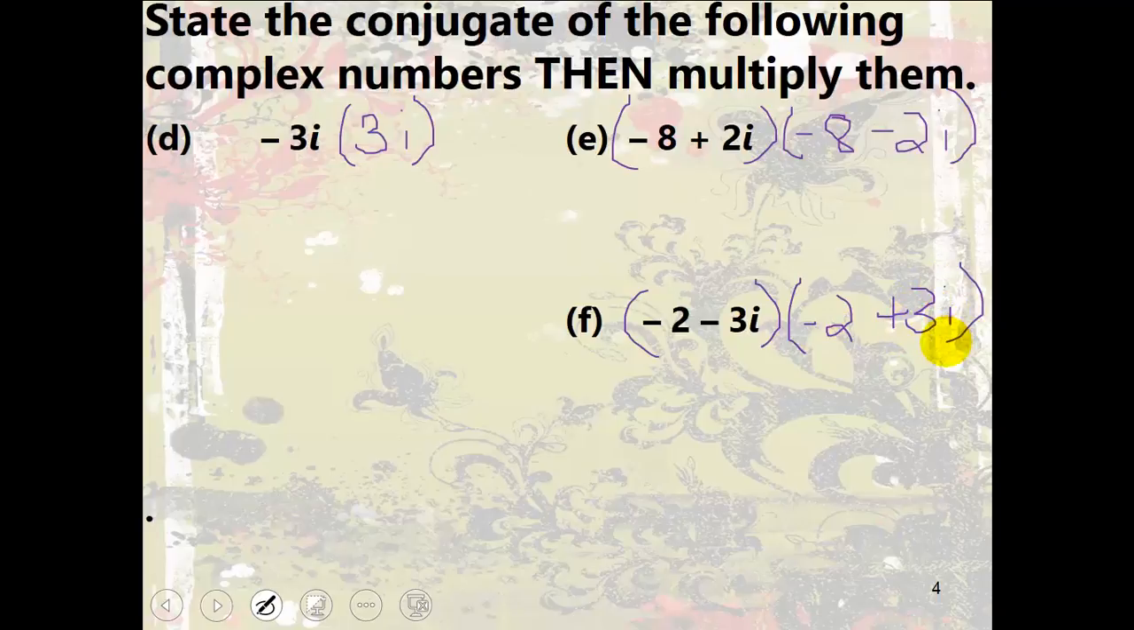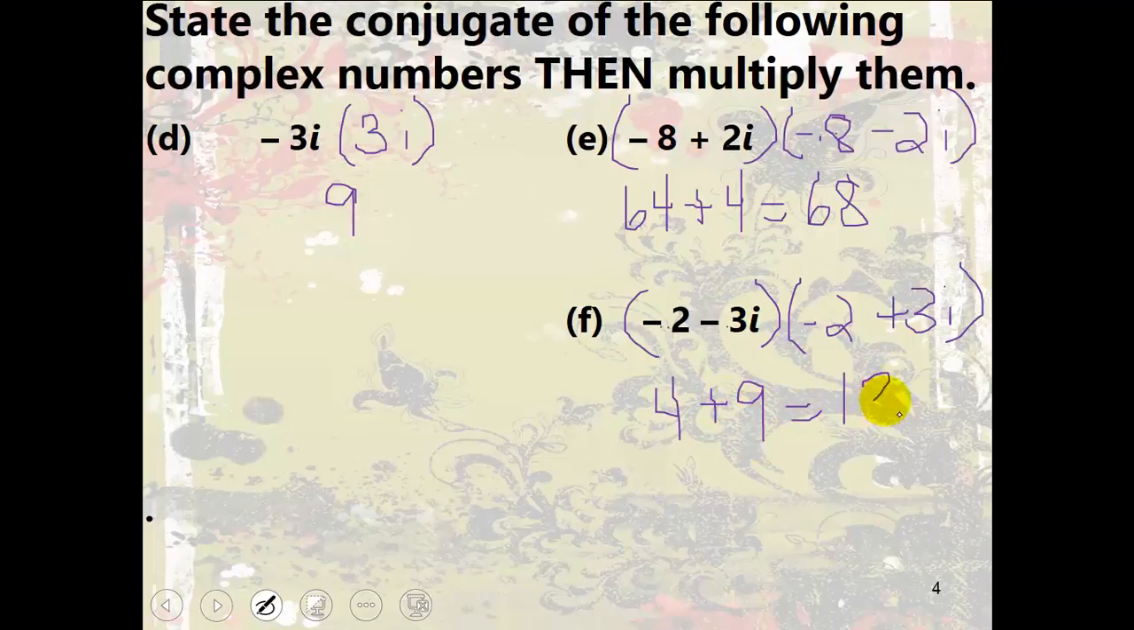Okay, now I'm going to go back and I'm going to multiply them together. And this is, I just square my coefficients, and I get 9. I square my constant, the first term, that's going to be 64. I square the coefficient of my imaginary term, and that becomes plus 4, and I get 68. And on letter F, I get negative 2 squared is 4, and then 3 squared is plus 9, so I get 13. All right?